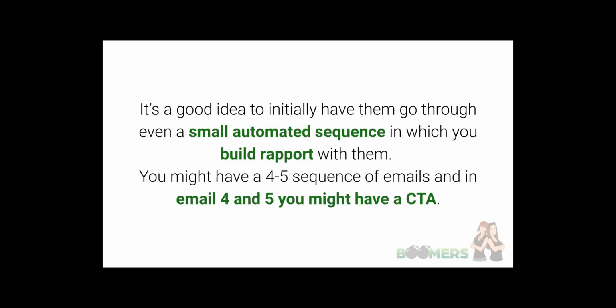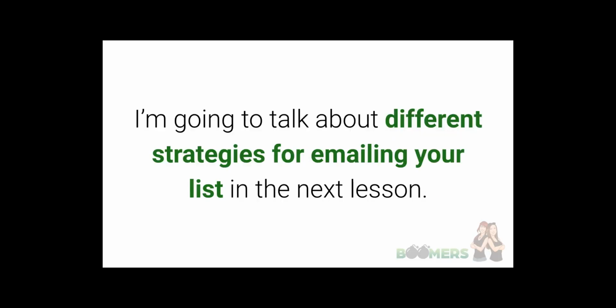Or you could have a more elaborate automation setup where you're taking them through this huge automation series where you're able to be more strategic in your thinking of what you're putting in front of them and offering them different things and showing up with value and having calls to action at different points within that email series. So you can almost think about your automated email series as another funnel that you're taking people through. I'm going to talk about different strategies for emailing your list in the next lesson, just different thought processes on it that different people have, and you can decide what's best for you at the moment.